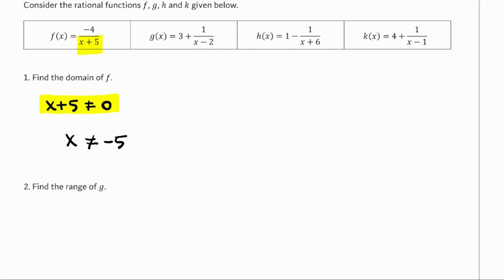The range of g, I'm thinking about what can y equal, so it's going to be 3 plus some number. And that number, this fraction, this can never equal 0. So y can't equal 3 plus 0, and I say y can't equal 3.